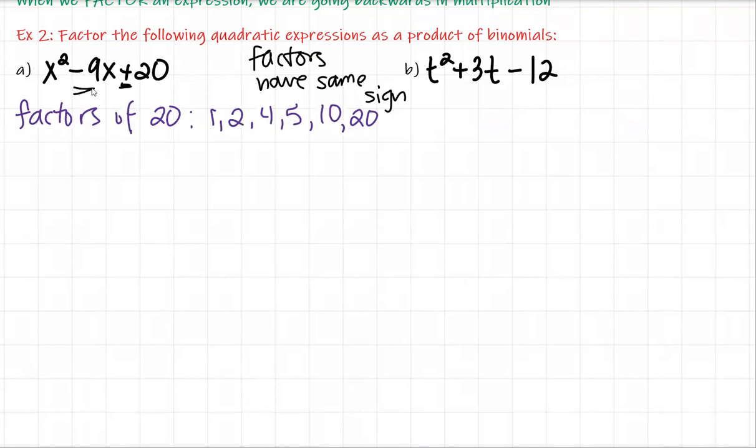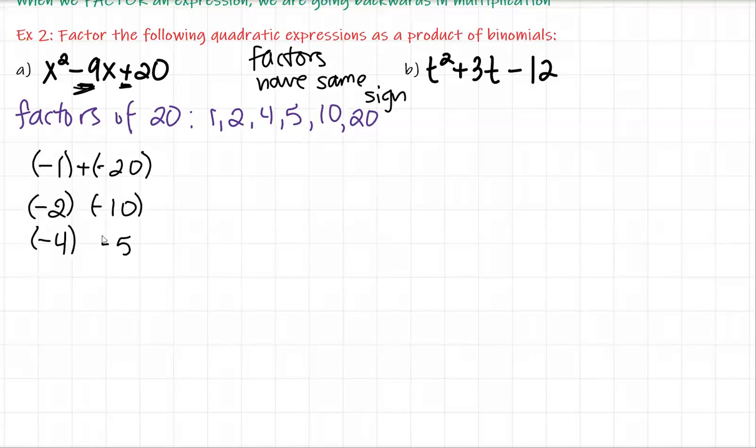And since I'm going to get a negative number when I add them together, they should both be negative. So let me pair these up. I know that 1 and 20 gives me 20. I know 2 and 10 gives me 20. And I know 4 and 5 gives me 20. And they both have to be negative in order to add up to negative 9. If you're not the best at doing this stuff in your head, you can write it out like I'm doing. We're not all amazing at mental math, so if we need to write stuff out, let's write stuff out. Whichever one of these pairs adds up to negative 9, those are the two numbers that I want.